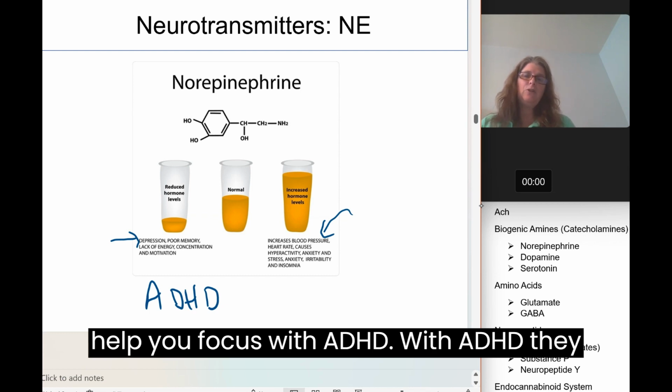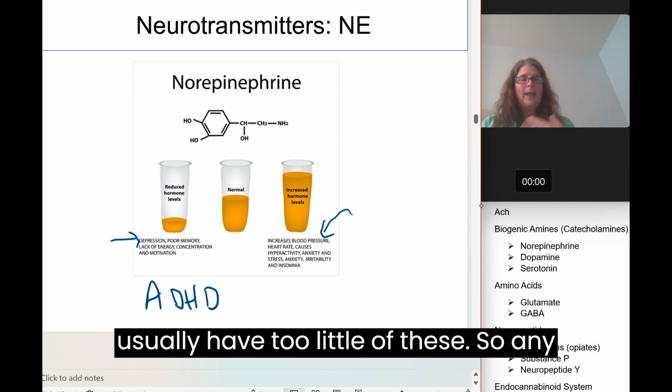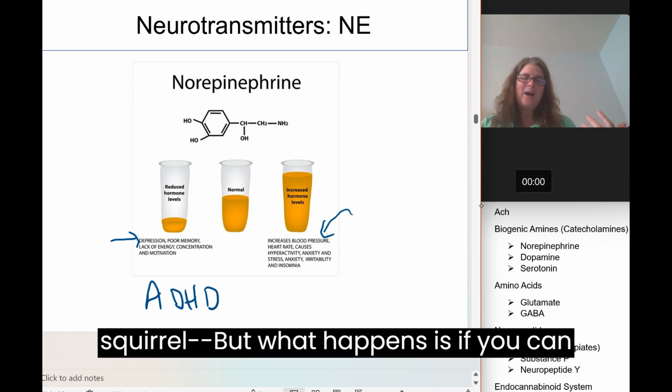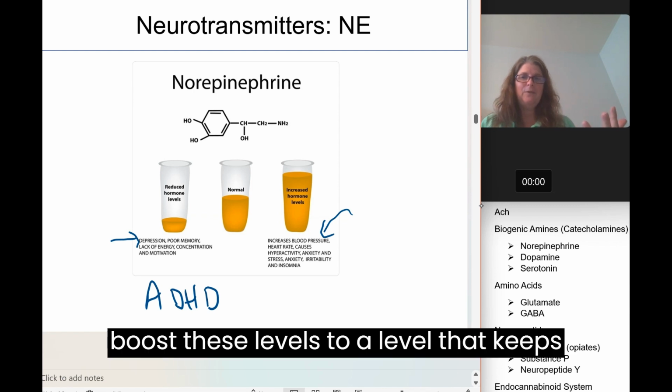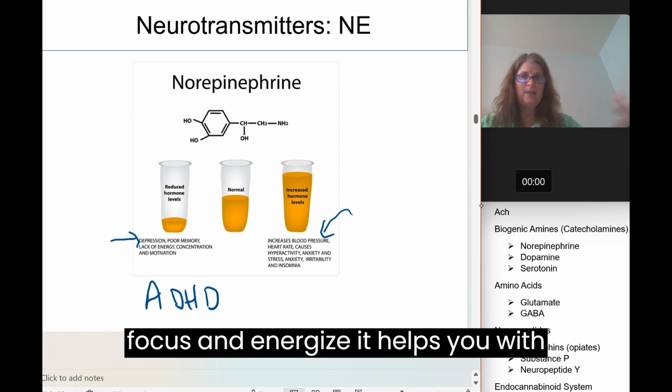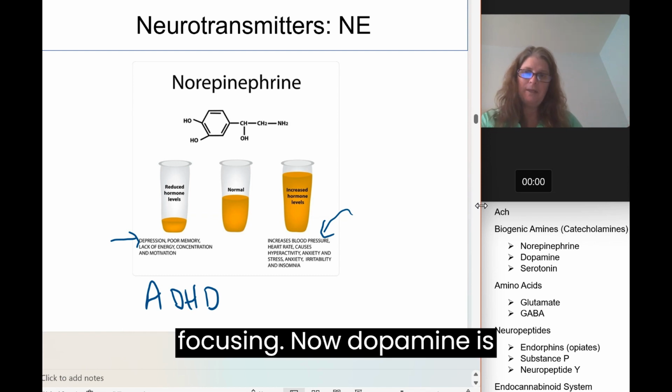With ADHD, they usually have too little of these, so any kind of stimuli is interesting. Squirrel. But what happens is if you can boost these levels to a level that keeps your brain active, focused, and energized, it helps you with focusing.